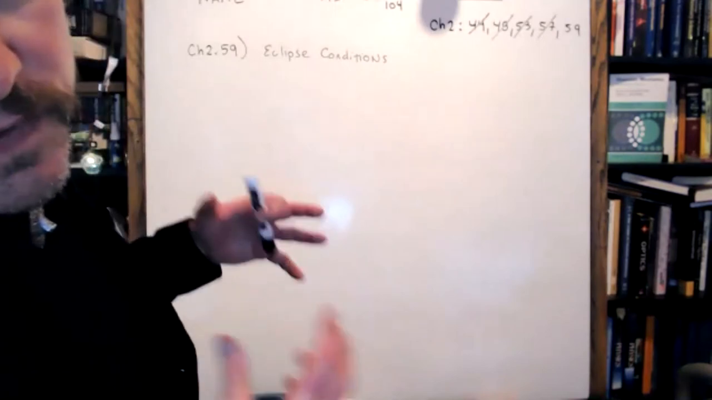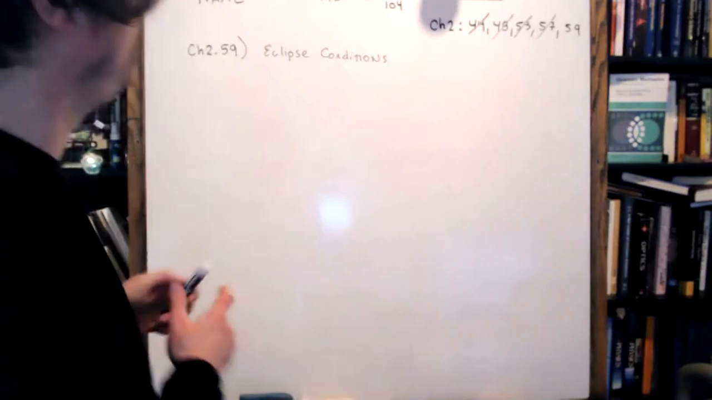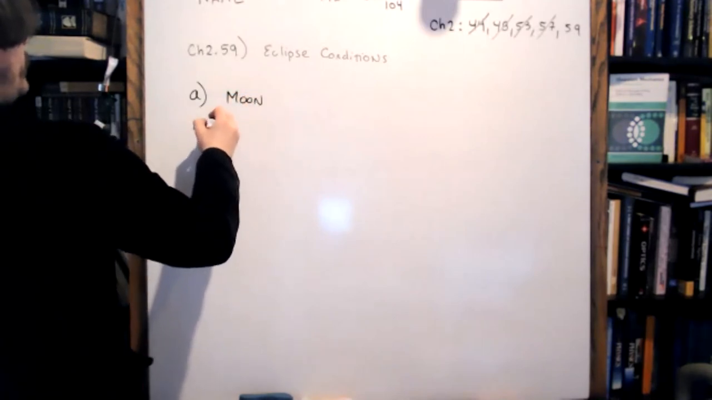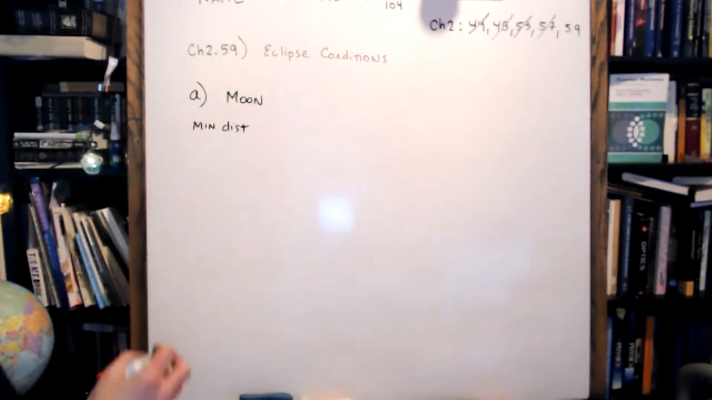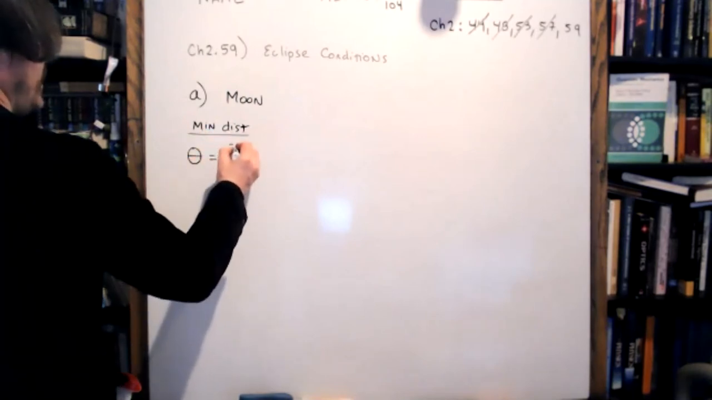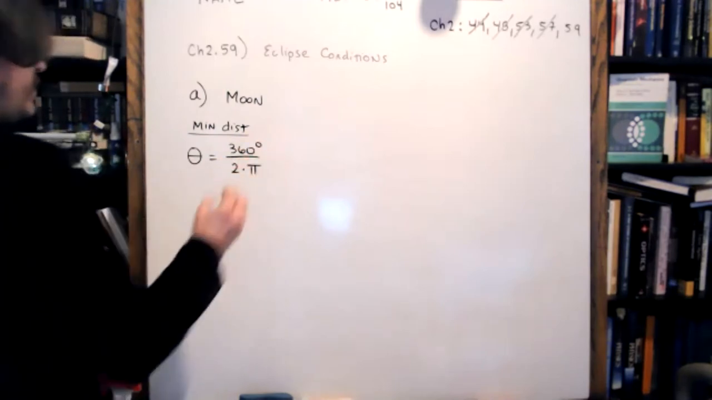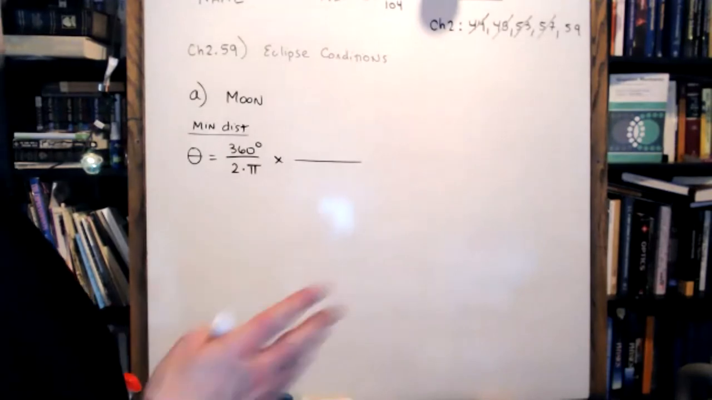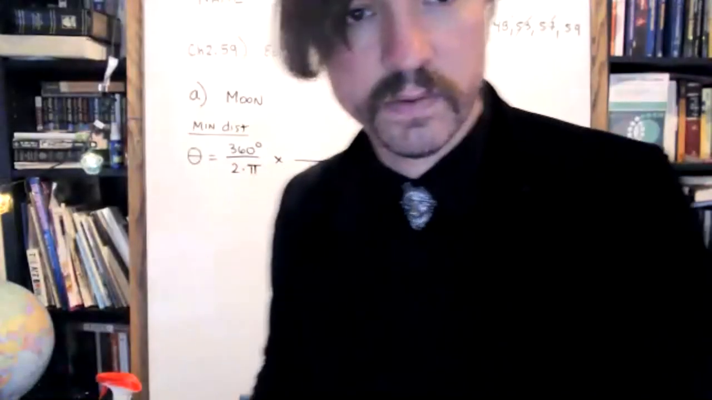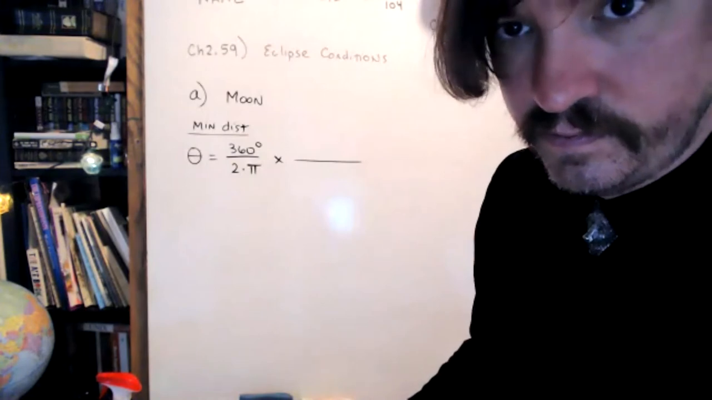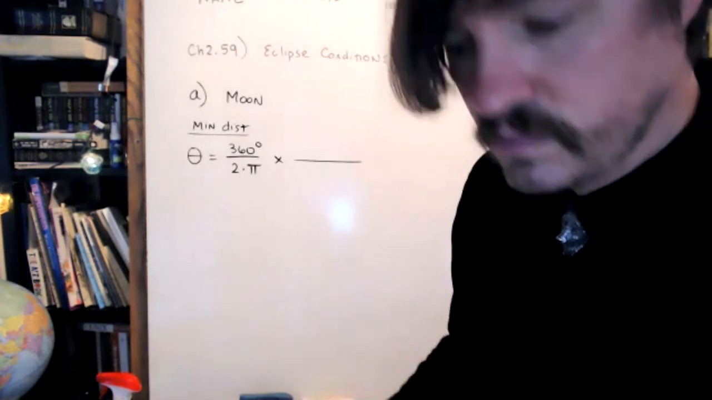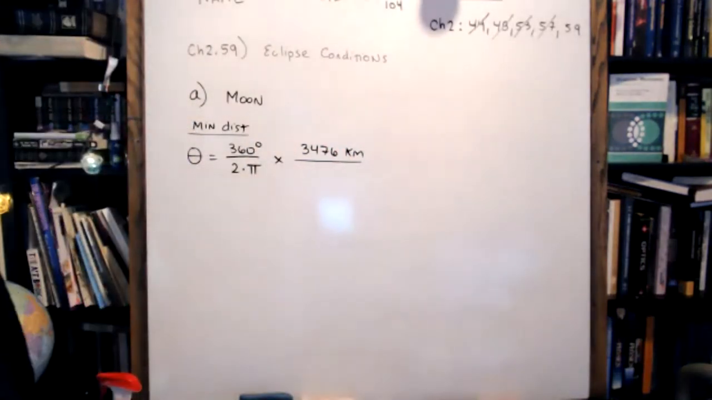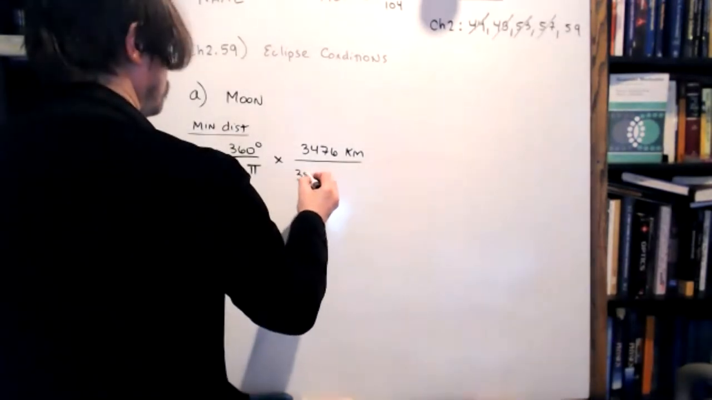Ryan, part A says to find the angular size of the moon at, do they say minimum and maximum or maximum and minimum? Minimum first and maximum. Okay. So first we're going to do the moon at the minimum distance. Let's set up our formula. For minimum distance, angular size is 360 degrees over 2 times pi. What did we have for the diameter of the moon? 3,476 kilometers? Yep, 3,476 kilometers. And now we need the minimum distance to the moon. 356,400 kilometers.